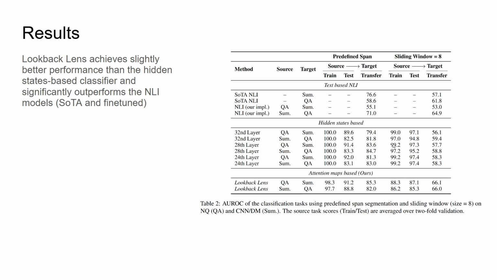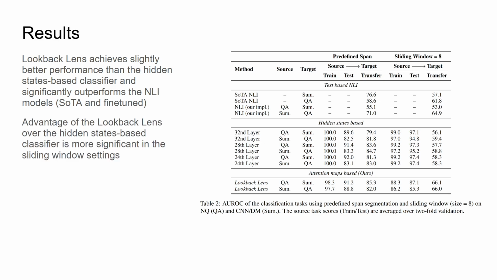So on sliding window 8, you can see the train AUROC score is much lower here, as well as the test on the same thing. But if you look at the transfer task, it is again much better. So it seems to be generalizing more than hidden state based classifiers. But on the same domain, it seems to underperform, especially for the sliding window thing. So it achieves better performance than the SOTA and fine-tuned NLI models.